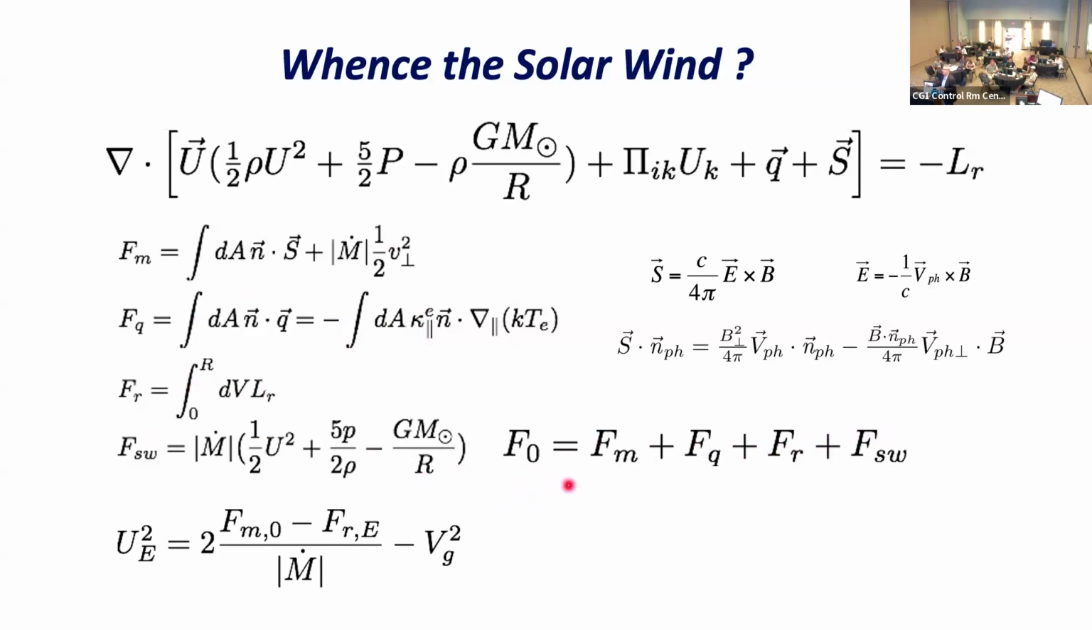And so if you write out this conservation at the base of the corona and at a distant distance, you can write out the asymptotic wind speed. And it's 2 times the mechanical energy flux crossing the base minus the energy you lost from radiation divided by the mass flux, minus Vg squared, which is essentially the escape speed from the sun squared. And so you can estimate, if you want a 700 kilometer per second solar wind with a given mass flux, you know how much energy you have to put in. And so you can do this calculation and do some energetics with it.